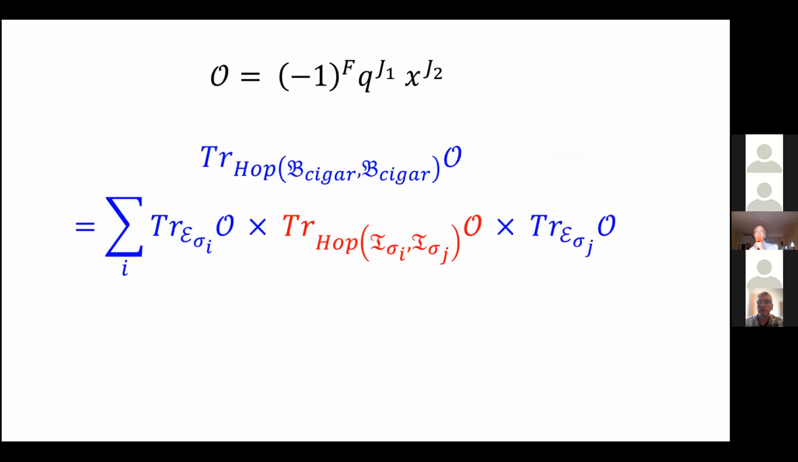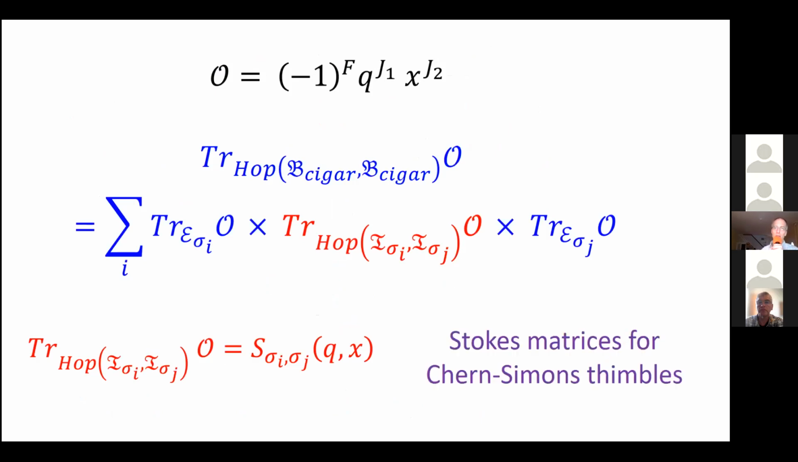Now, going back to our character of the Hom space for the cigar, B-Nahm is a sum over these Lefschetz thimbles, so we can just expand that out. But what is the character of the Hom space for thimbles? That is the Stokes matrix for Chern-Simons Landau-Ginzburg for Chern-Simons theory, because you can express that in terms of intersection matrices of Lefschetz thimbles for the Chern-Simons functional. So that's the kind of thing that GGM were relating their 3D index to.